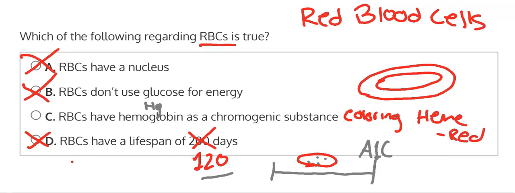Hemoglobin is definitely part of the structure of the red blood cell. This is how oxygen is transported and how we get oxygenation to all our tissues. So the red blood cells having hemoglobin as a chromogenic structure is correct. So option C will be your answer for this question.